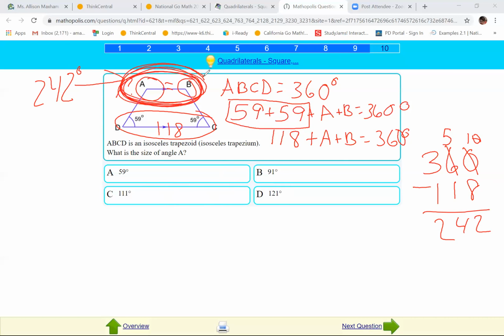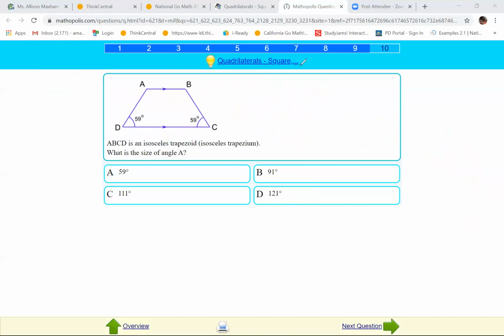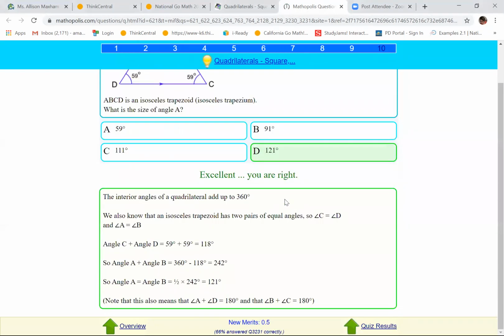So how do I find just one of those? I'm going to divide by 2. 2 goes into 2 one time, 2 goes into 4 twice, and 2 goes into 2 one time. So it is D, 121 degrees. Let me get my mouse. Come on, mouse. There we go. 121 degrees, and we got it right.